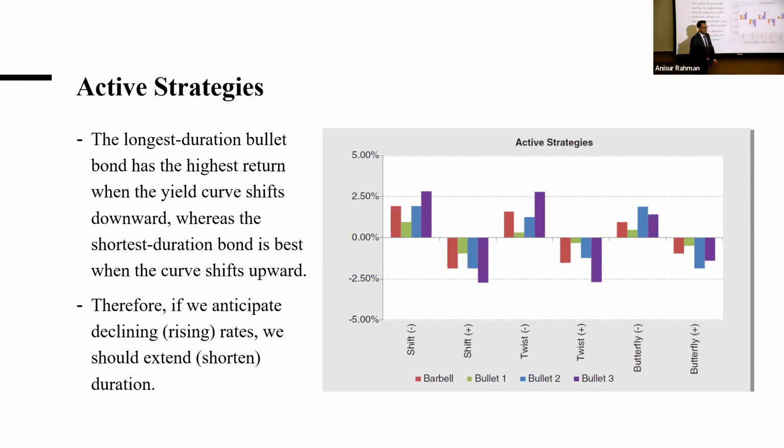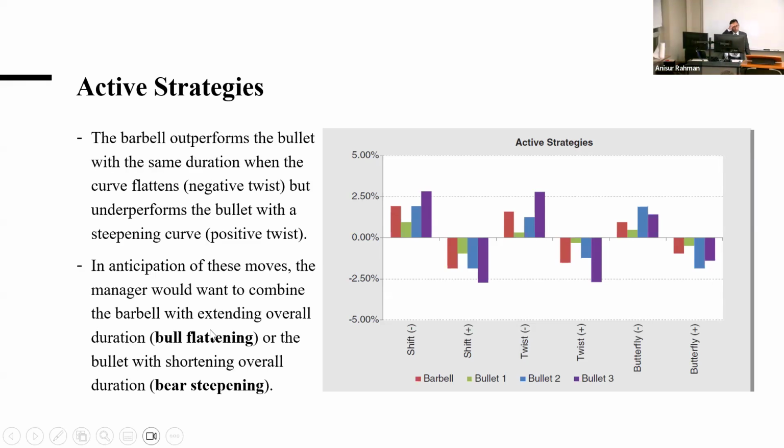Now, what is interesting? What happened to our barbell and the bullet that has the same duration as the barbell? Here you will see, you cannot see the difference. Very, very small difference, because it is a parallel shift.